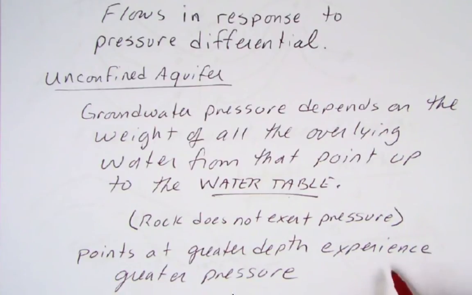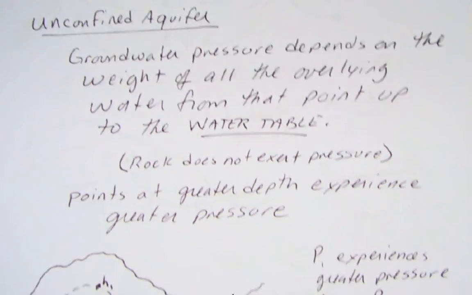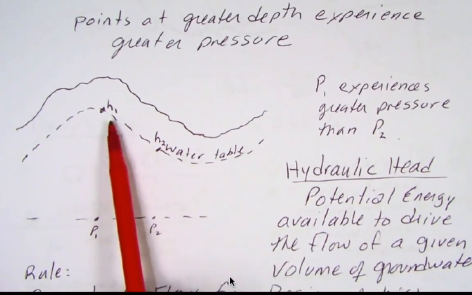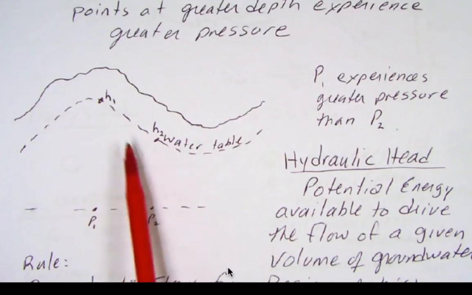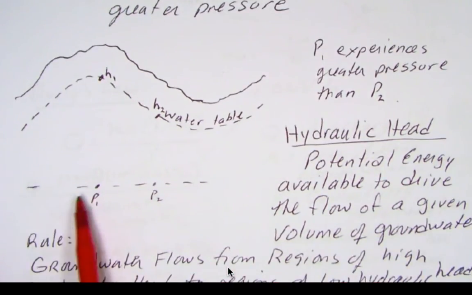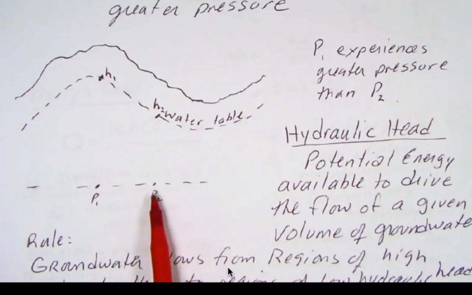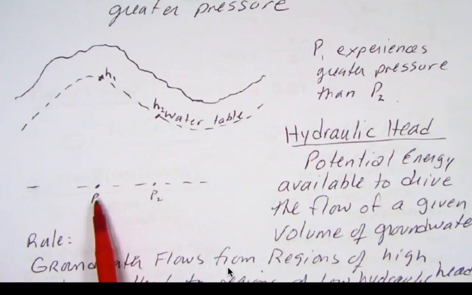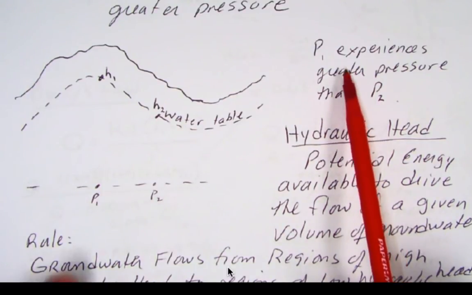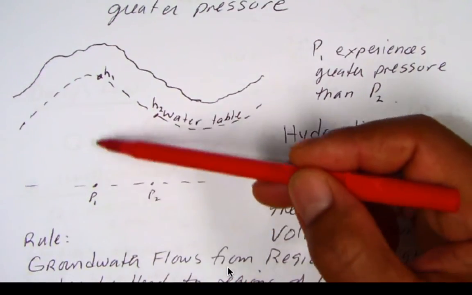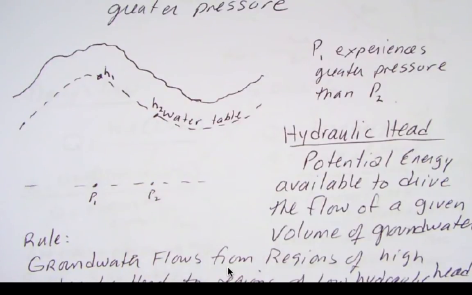Points at greater depth experience greater pressure. So that's when we talk about this idea of hydraulic head. And imagine we have 2 points, height 1 here on the water table and height 2 here on the water table. And deep down we'll have 2 points, P1 and P2 at the same depth, but note that they're going to be at different heights below these points H1 and H2. So what we see is point P1 here will experience greater pressure than point P2 because there's going to be a greater amount of water pushing down on P1.